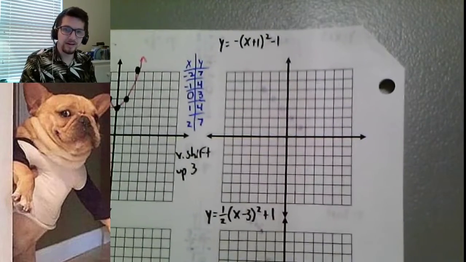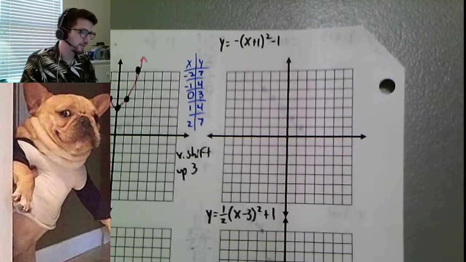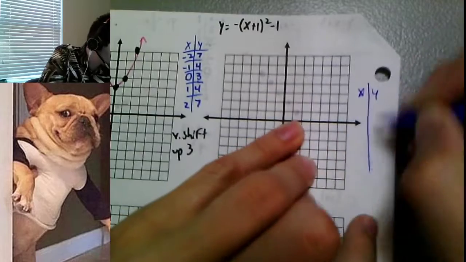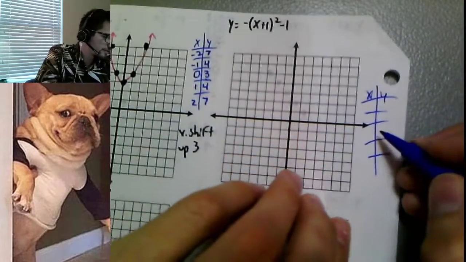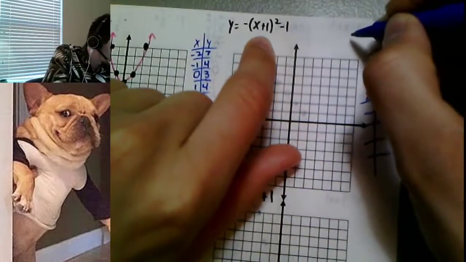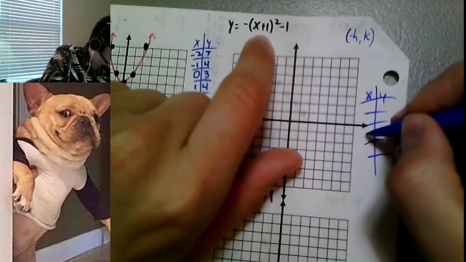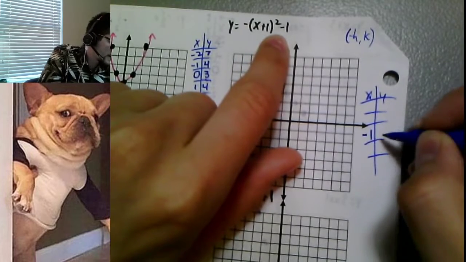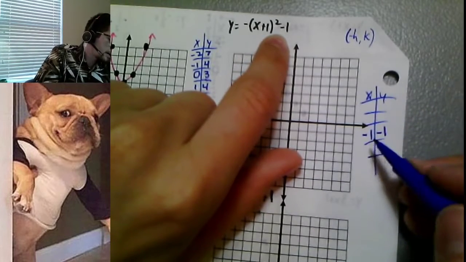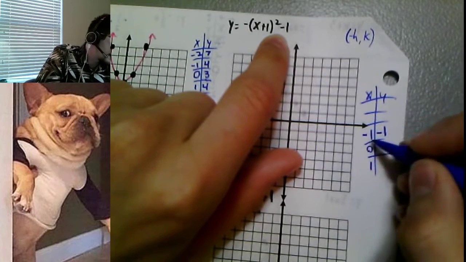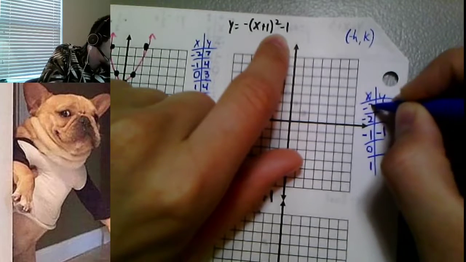Second problem. y equals negative quantity of x plus 1 squared minus 1. A little more complicated. So, XY table. Oh, that hole's in the way. 1, 2, 3, 4. What's my vertex going to be? Remember, it's the opposite of h and k. So my h is plus 1, so I'm going to write negative 1. My k is negative 1, so I'll write negative 1. I go up 2 from here. So up 2 from negative 1 would be 0 and then 1. And down 2 from negative 1 would be negative 2, negative 3.